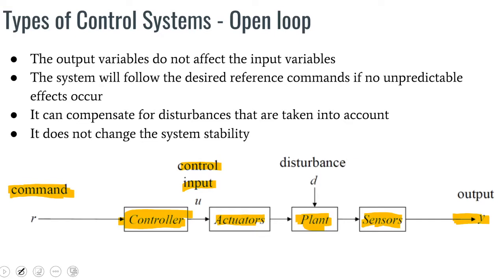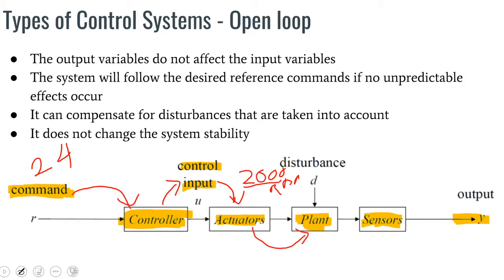Let's look at it from the example of a temperature control system. So here the input command would be say 24 degrees Celsius. Then the controller will get that input and it will produce a control input. So that would be, for example, how fast the fan should operate. So the fan would operate at say 2000 RPM, whatever, just a random number. So the fan would operate at a particular speed. Then based on that, we are getting some output happening.